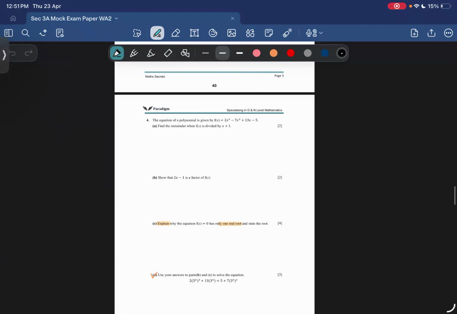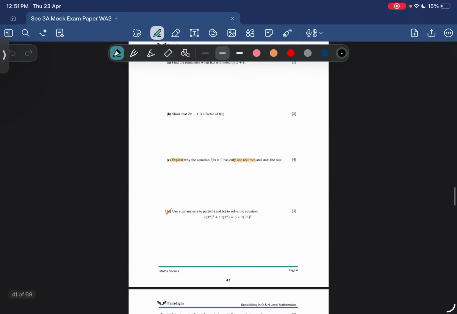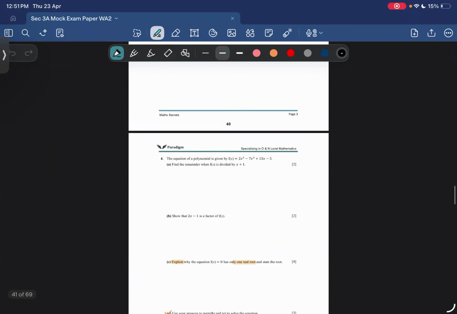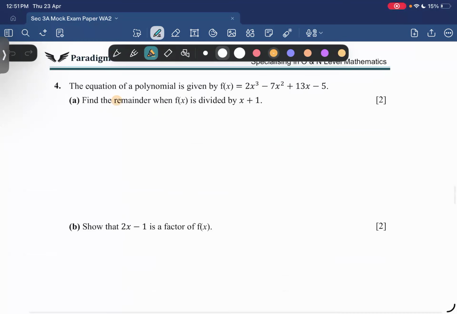Okay, let's look at this question. This is a CHIJ paper, okay? I'm going to go through page 41 as well as page 42. This is your homework from last week, yeah? Okay, find the remainder when it's divided by this. This is a 2-mark question, right?